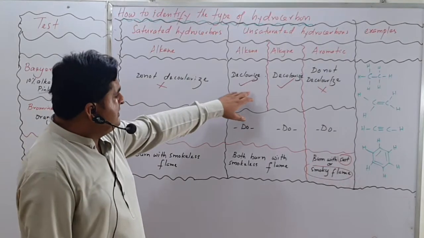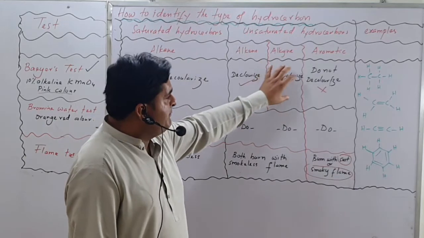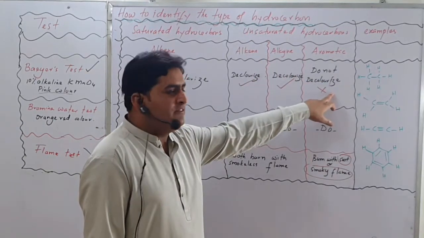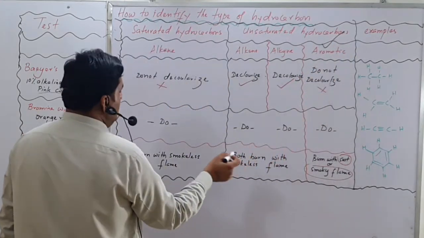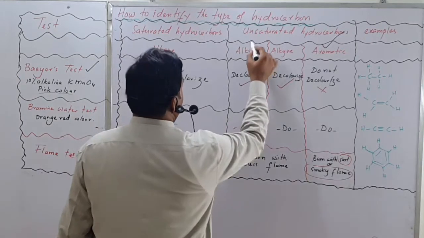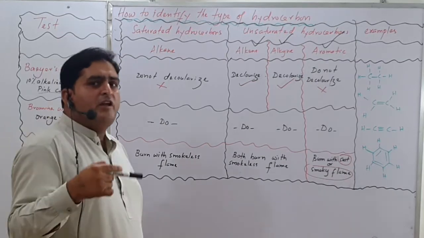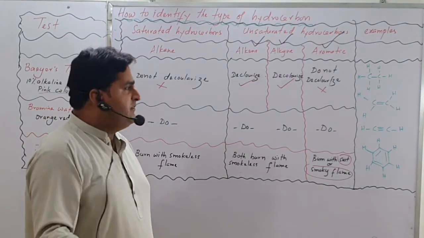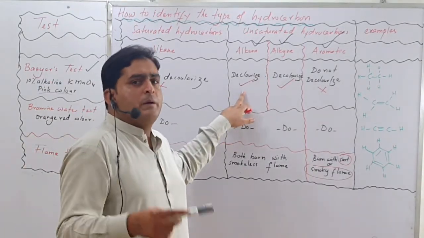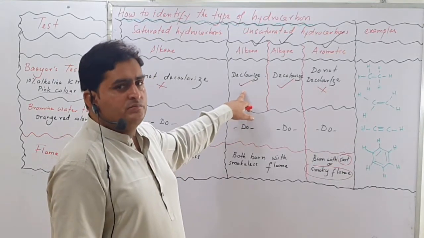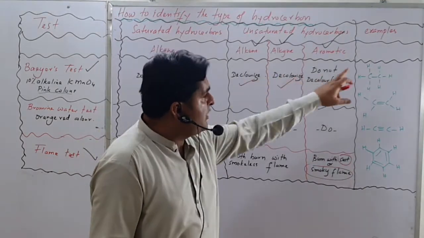So in the Bayer's test, we separated saturated and unsaturated compounds but could not identify the aromatic compound. But in the flame test, the aromatic compound will be confirmed. In the Bayer's and bromine water tests, alkenes and alkynes will be confirmed. If a compound is irresponsive to Bayer's reagent, it is not an alkene or alkyne. If it is irresponsive to the bromine water test, it is not. It may be an alkene or alkyne, but it may not be an alkane or aromatic compound.